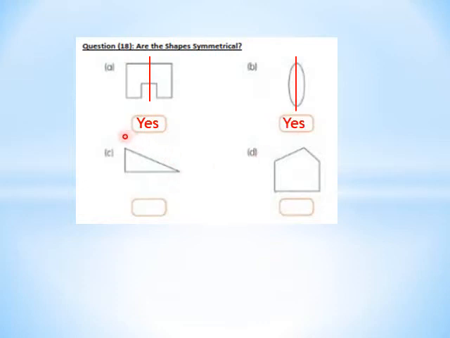What about this triangle? If I draw a line here, it's not symmetry. A line here, it's not symmetry. A line here, it's not symmetry. So I can't draw any line of symmetry. So this shape is not symmetrical. What about this shape? Can you draw any line of symmetry? Think about it. If I draw a line here, it's not symmetry. A line here, it's not symmetry. A line here, it's not symmetry. So this shape is not a symmetrical shape.